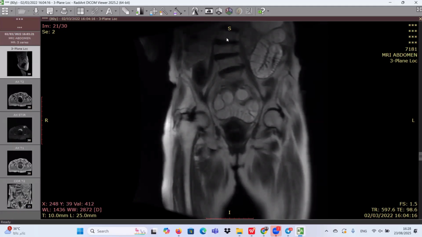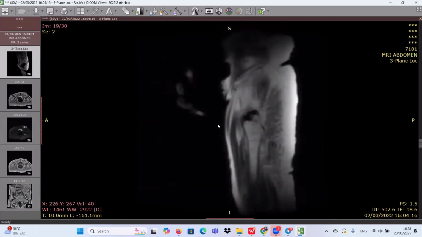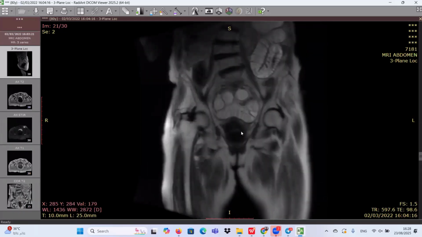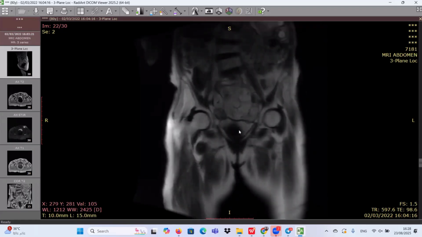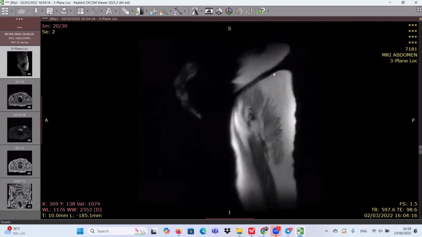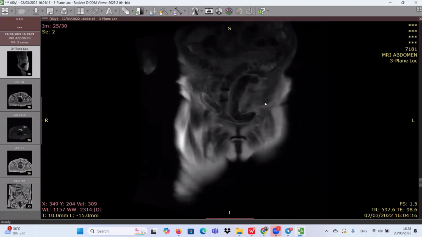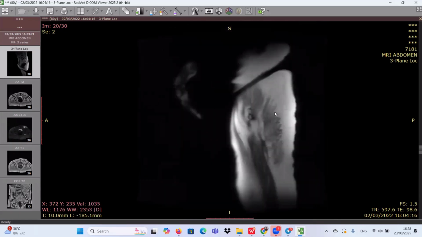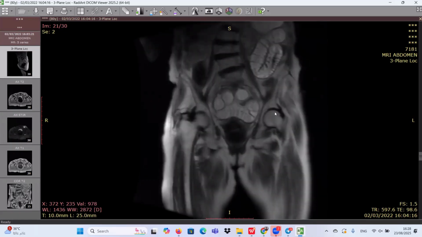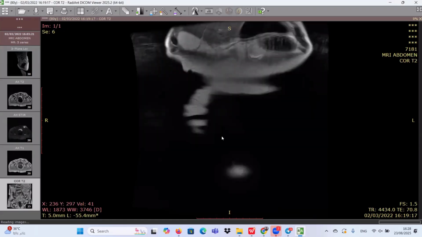Do you think this is the urinary bladder? Yes, that is the bladder. What is this one? It's above the bladder. It appears round, well-defined, multicystic. Can we check the coronal plane? Maybe it will be helpful for you.